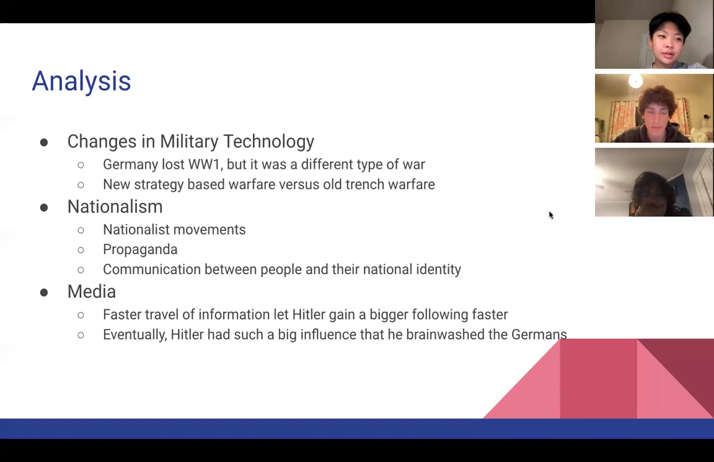And all of these are similar because they all unified the country and its views, which allowed them to commit genocide against certain races.